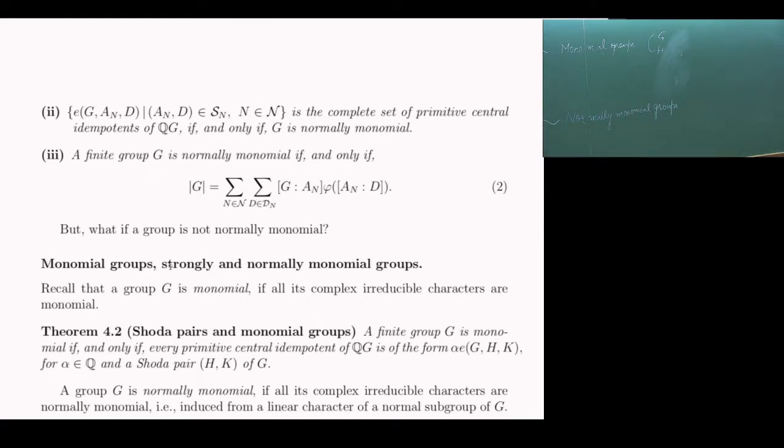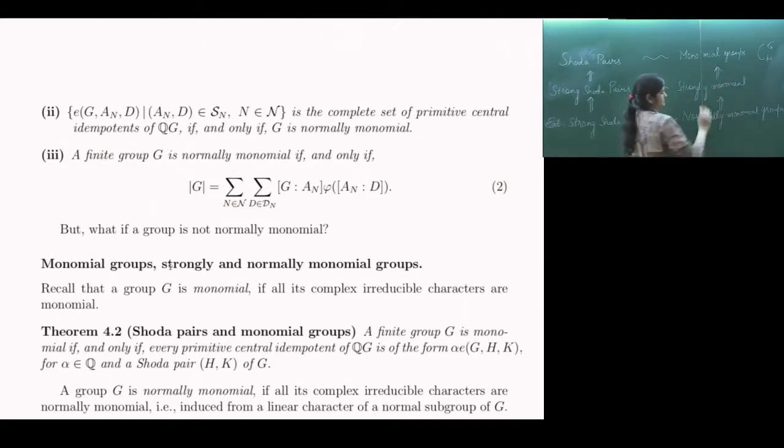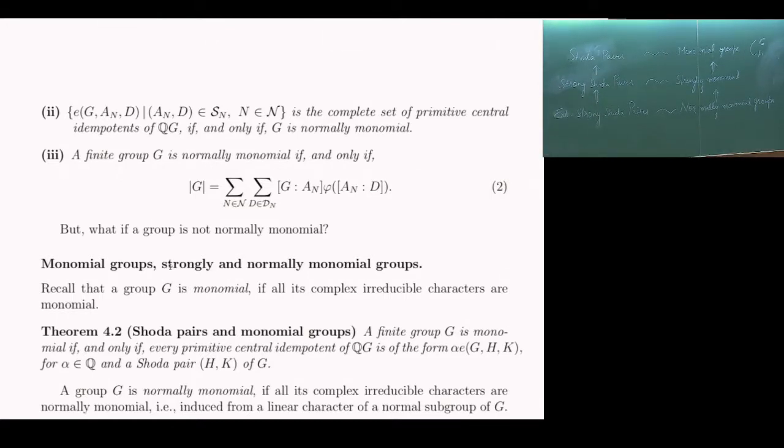All right. And strongly monomial groups are defined using strong Shoda pairs itself. If every primitive central idempotent is of the form e(G,H,K), where (H,K) is a strong Shoda pair, then you call it strongly monomial. So by the definitions, we do have these implications. All right. This implies this. This implies this. Okay. So this is the correspondence that we have by now.